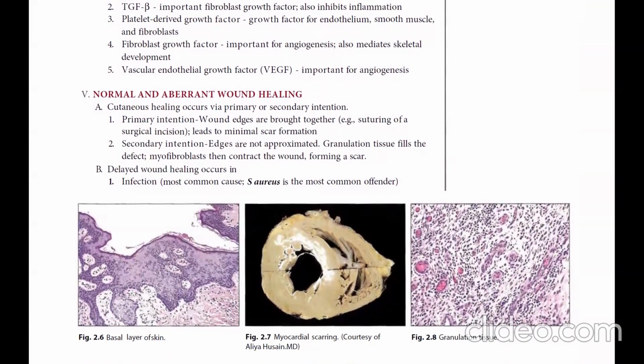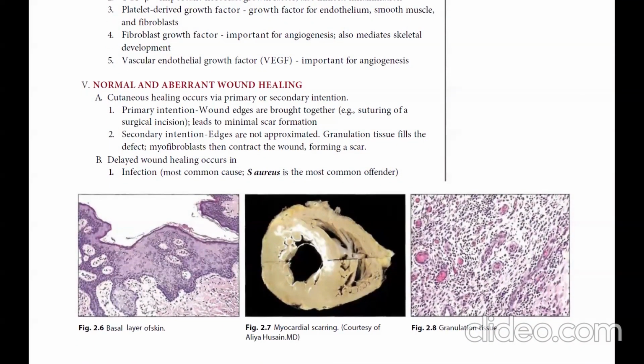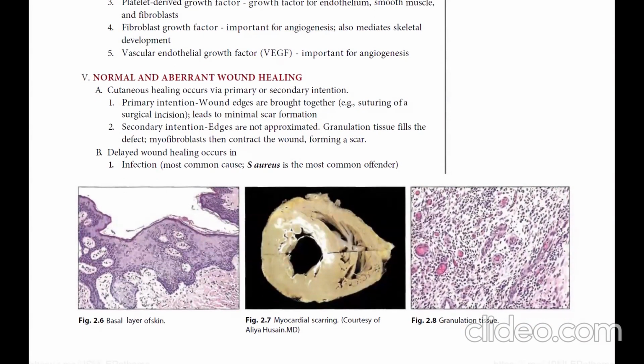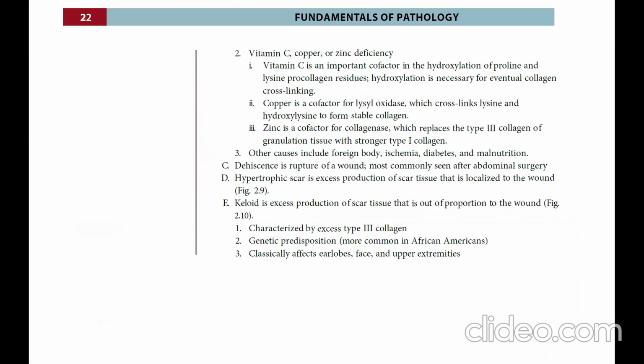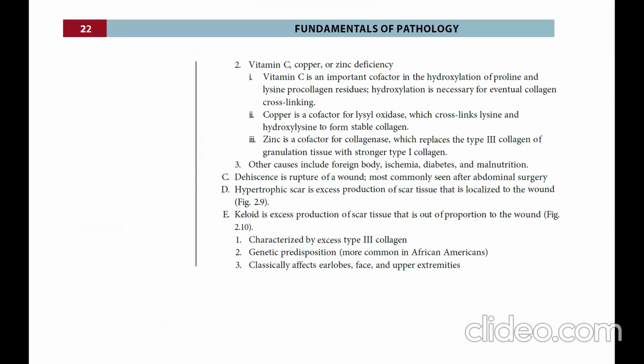Delayed wound healing occurs in infection, most commonly caused by Staph aureus, and in vitamin C, copper, and zinc deficiency. Vitamin C is important as a cofactor in the hydroxylation of proline and lysine procollagen residues. Hydroxylation is necessary for eventual collagen cross-linking.